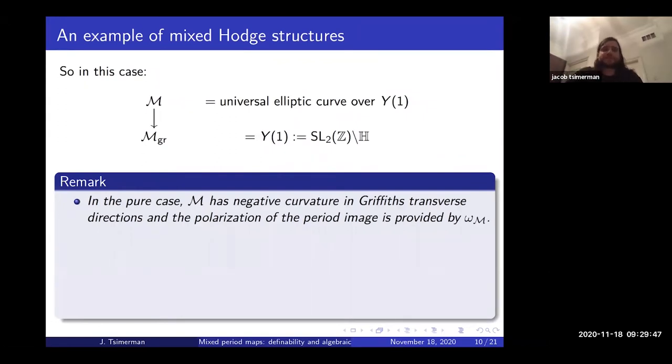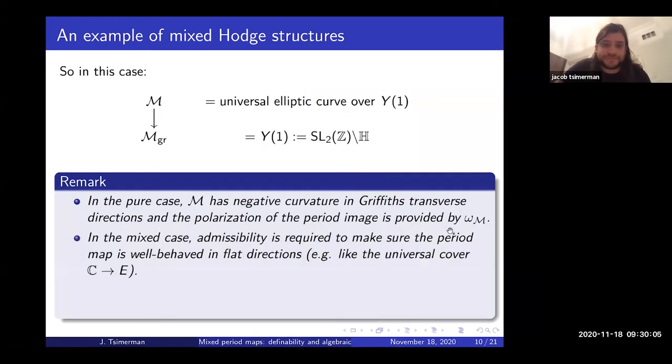That's free. But unlike the pure case where you just have negative curvature and that controls everything, that's not true in this case. In the flat directions, the fiber directions, you have zero curvature. And so you don't have the geometric input. And so here, for example, you need admissibility to make sure your period map behaves well in the flat direction.